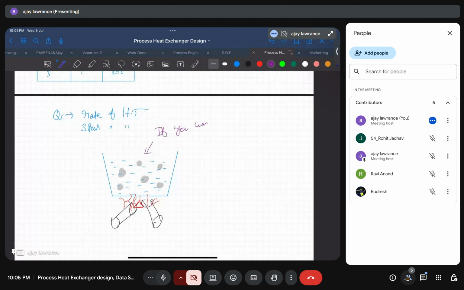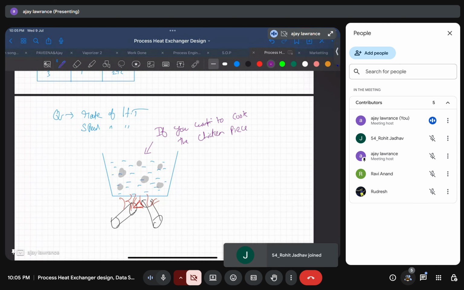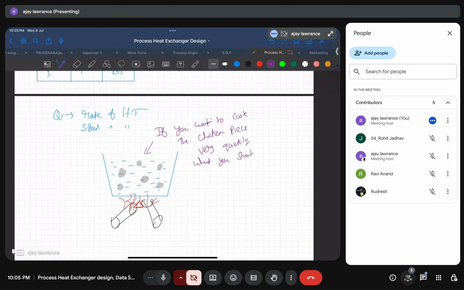Now you are going to answer: if you want to cook the chicken piece very quickly, what should you do? That is my question. Now answer me. See here, this is the chicken piece, and this is the gravy, chicken gravy. If you want to cook the chicken piece very quickly, what will you do?